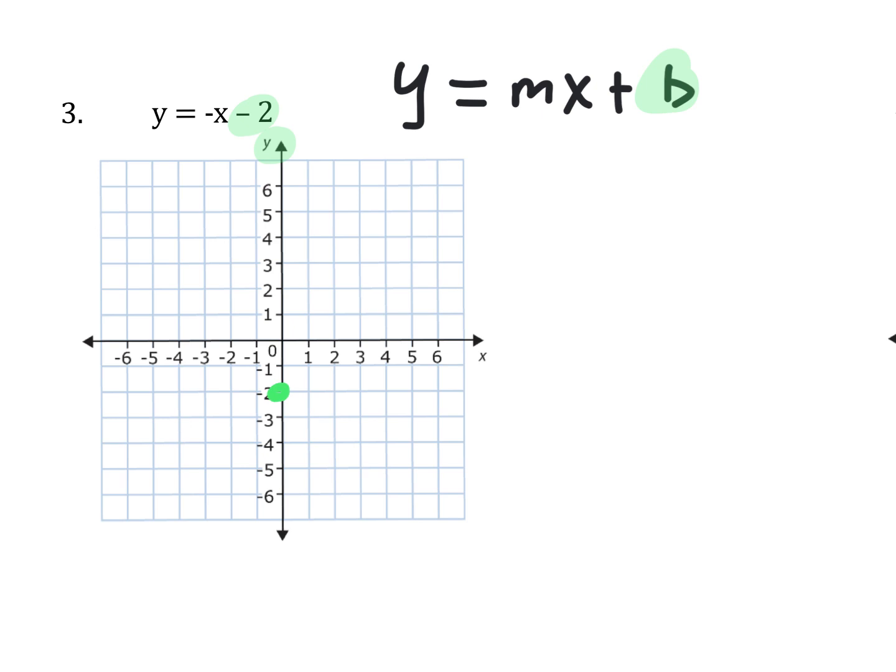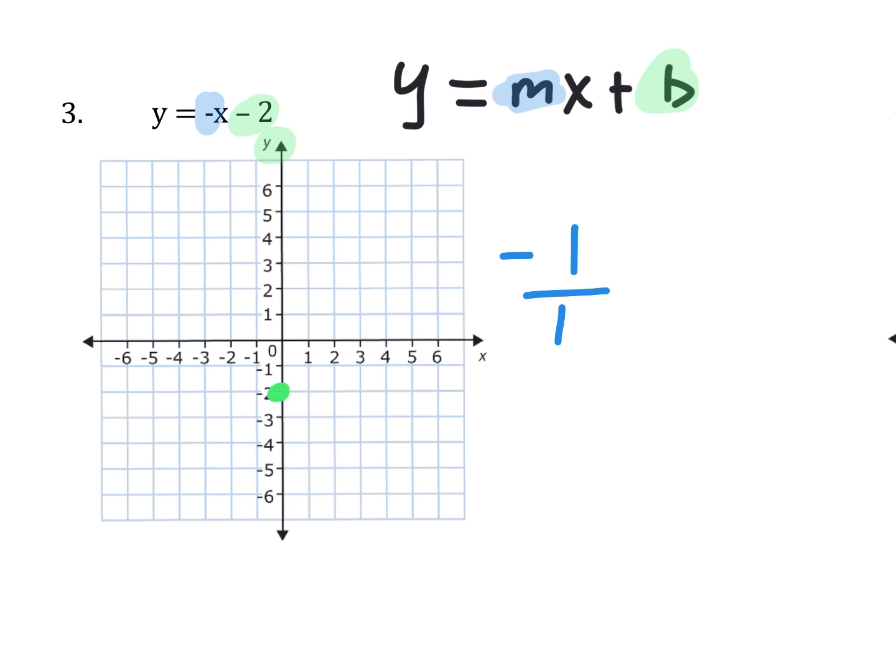And then the slope, the number in front of that x, the coefficient, there's technically a -1 in front of that x. And remember that when you have just a single number, you need to place a 1 underneath it so that you can have a rise and a run.